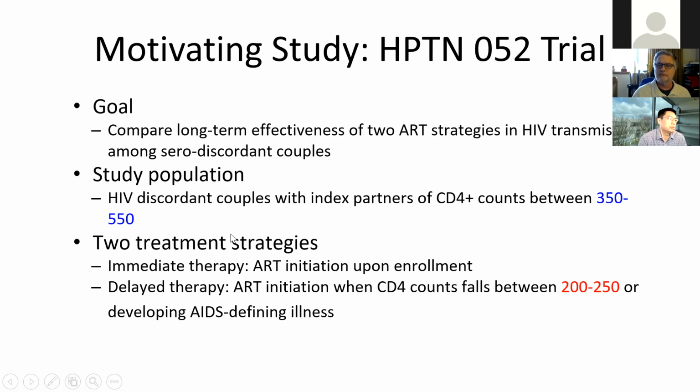And there are two treatment strategies. One is the immediate therapy, so it's ART initiation upon enrollment, which means as soon as the index partners got screened and enrolled, they started ART. And the comparative treatment strategy is so-called delayed therapy, which is ART initiation when the index partner's CD4 count falls between 200 and 250 or they develop AIDS-defining illnesses.